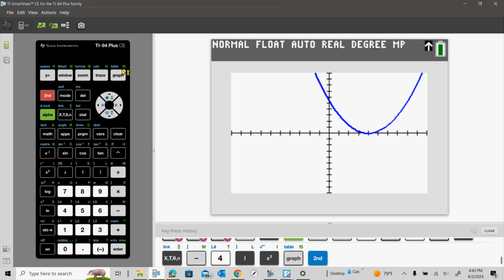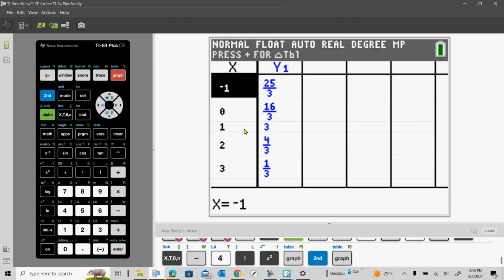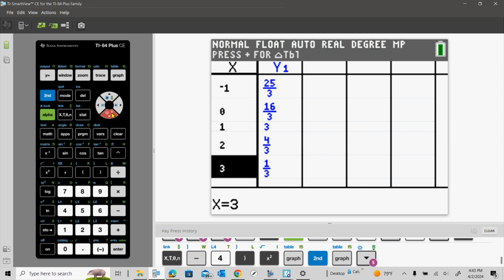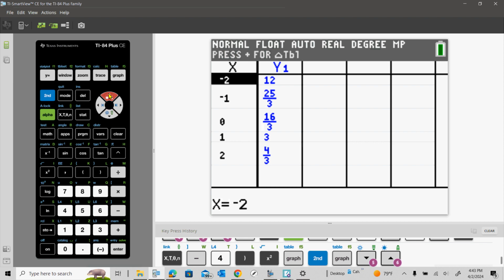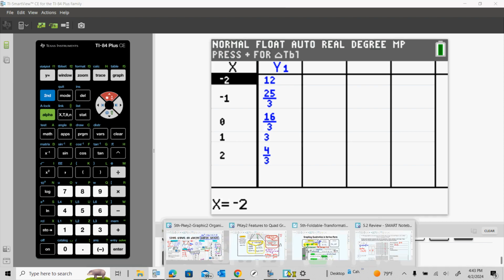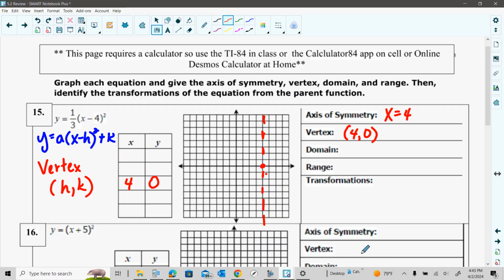When we go to the table, what we want to remember is when we're plotting points, we can't plot fractions. We need exact points, whole numbers. So we knew that the vertex is at 4, 0. And then if I look, the next whole point is at 1, 3. So in my table, 1, 3, and then if I go up some more, it's at negative 2, 12. So what I would want to put is 1, 3 here, and then negative 2, 12. And that's repeating on the other side.